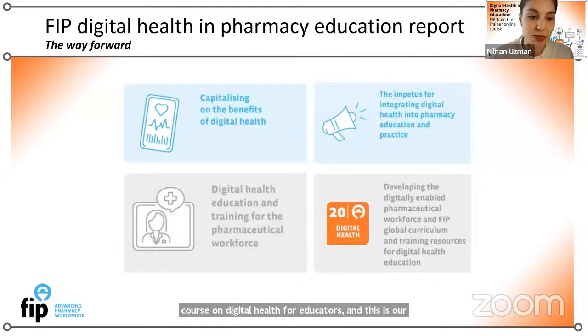This course is our key progress towards implementing FIP development goal number 20, digital health, in order to develop the digitally enabled pharmaceutical workforce. This course will digitally enable educators and provide them with curriculum and training resources on digital health. As the TTT project team, we are very excited to be launching this course, and I sincerely thank our FIP volunteers and speakers in this course for providing their expertise in digital health education. Thank you very much. Over to you, Naoko.